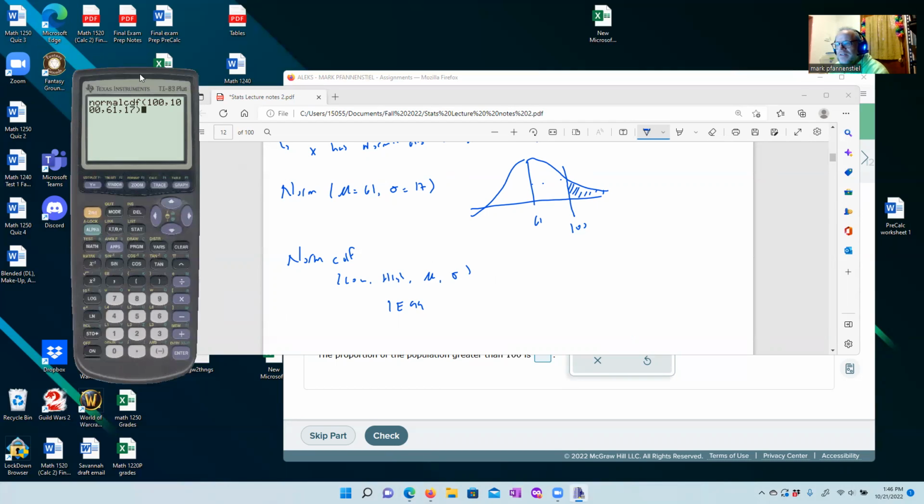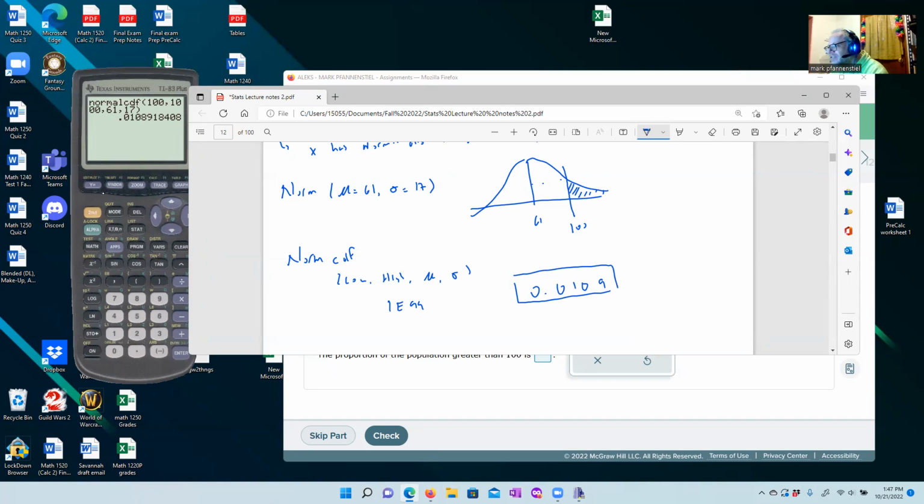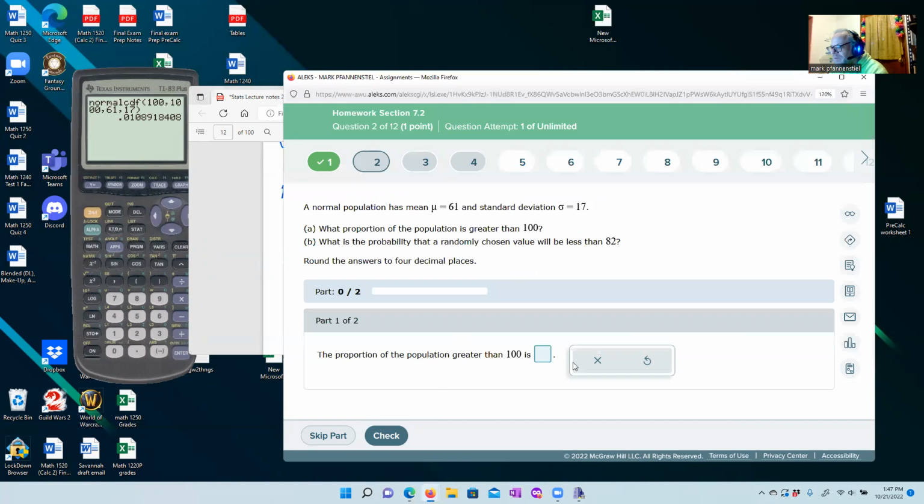Okay, so that's what we're going to be doing, and that's our proportion. It's not that big of an area, it's like 1%. It's 0.010890. We're going to call it 4 decimal places, so we'll say 0.0109. That's the proportion, about 1.09%. So I think they're going to want what proportion? 0.0109. That's how they're going to want us to put that in there.